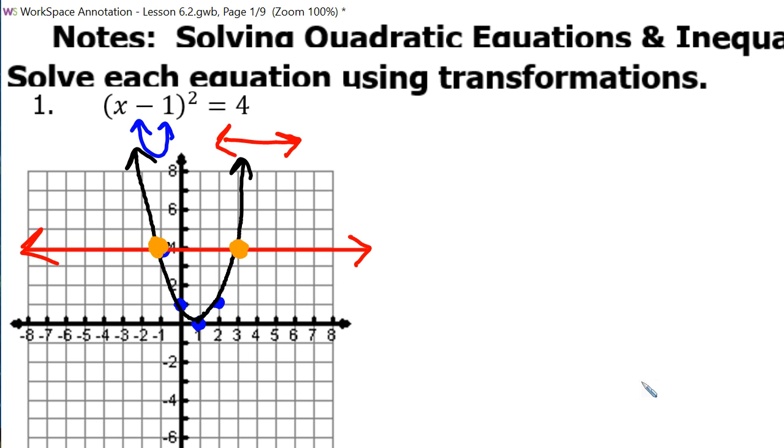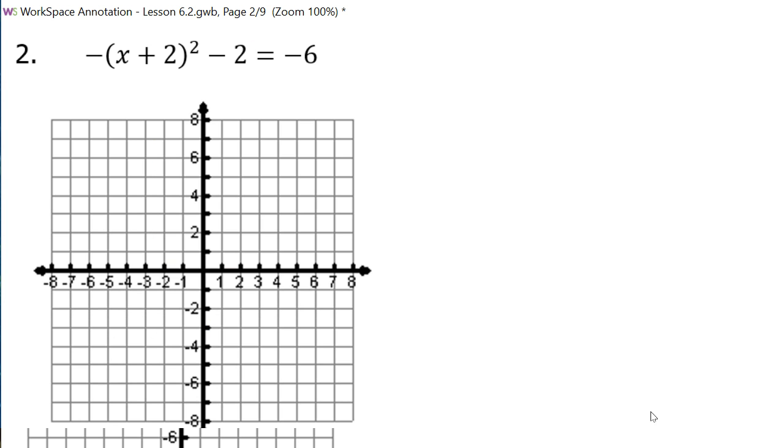You have to go left 2 and down. What is the negative up front going to make it do? Go down. What does the +2 on the inside make it do? Left 2. What about the -2 at the back? Down 2. So from the origin, we need to go left 2, down 2.